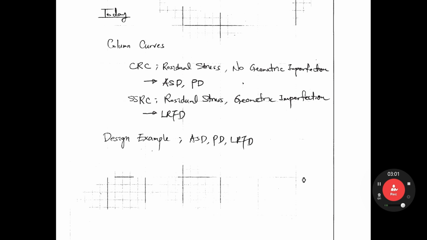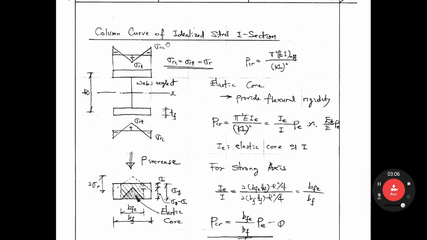So to get the column curve of an idealized steel I section. The meaning of idealized steel I section is we neglect the web. We just consider the flange only. Why do we neglect the web? It is for simplicity.